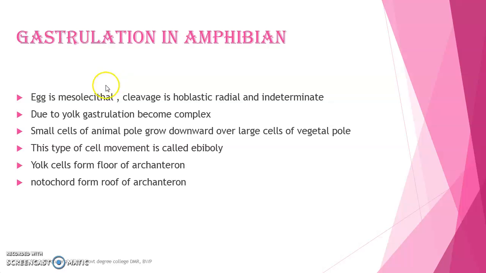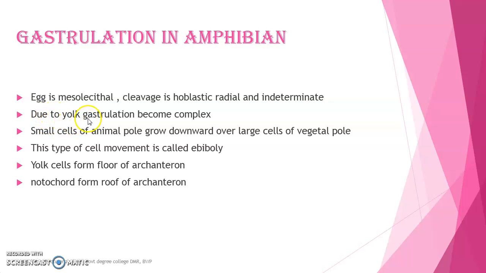Amphibians include the frog, toad, and salamander. Their egg is mesolecithal, that means a medium, moderate quantity of yolk. Cleavage is holoblastic, that is complete. Cleavage is radial, just like the other deuterostomes, and cleavage is indeterminate, that is, the fate of the cell at the cleavage stage is not known.